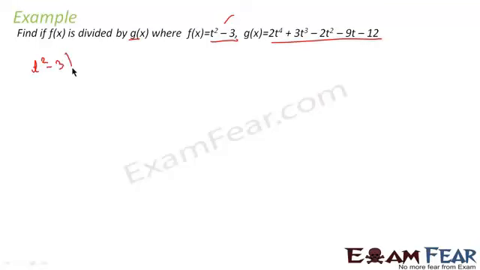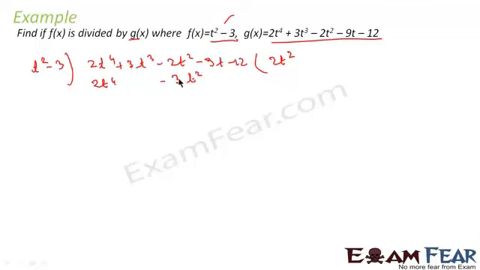t square minus 3, then 2t4 minus 3t cube minus 2t square minus 9t minus 12. Correct? This is 2t4, this is t square. That means we have to multiply with 2t square, because 2t square into t square is 2t4. So what we'll get? 2t4 minus 3 into 2 is 6, minus 6t square.